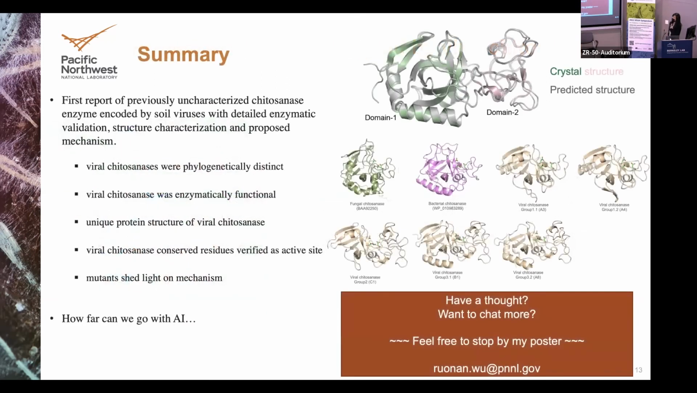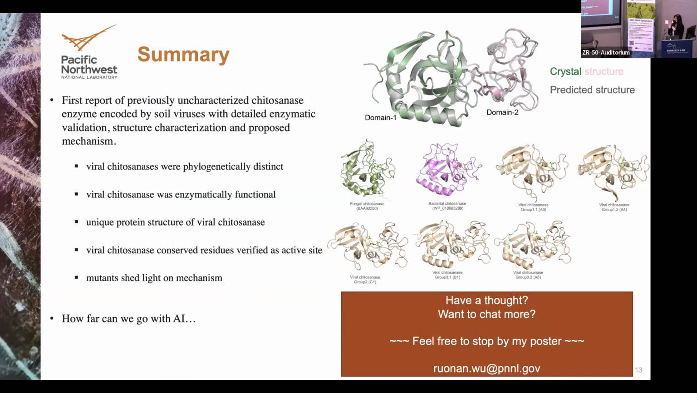So just to quickly sum up, this is the very first report of previously undescribed cytosinase enzymes encoded by soil viruses, with detailed enzymatic function validation, structural characterization, and also proposed mechanisms. We found the viral cytosinases were in general phylogenetically distinct from the other microbial versions, although relatively closer to the bacterial cytosinases. And the viral cytosinases we detected from the forest soils were found to be enzymatically functional, and also with a unique protein structure containing one domain that is previously undescribed.